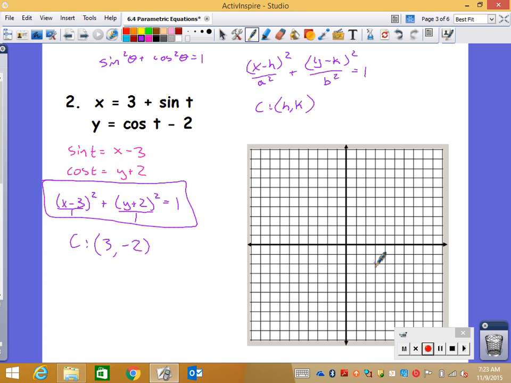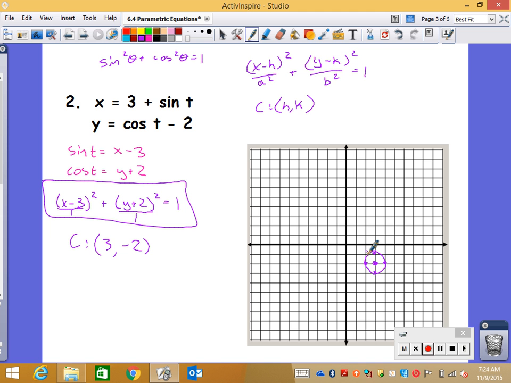So let's plot that. 1, 2, 3, 1, 2. That's my center. Then I think, hey, how far am I going left and right? How far am I going up and down? Well, in this case, it's divided by a squared. I go a units to the left and to the right. Since I'm dividing by 1, the square root of 1 is just 1. So I'm going a units, or 1 unit, to the left and to the right. Same thing for y. 1 unit up, 1 unit down. So this time it's a circle. Very small circle. And that's the graph of this equation.